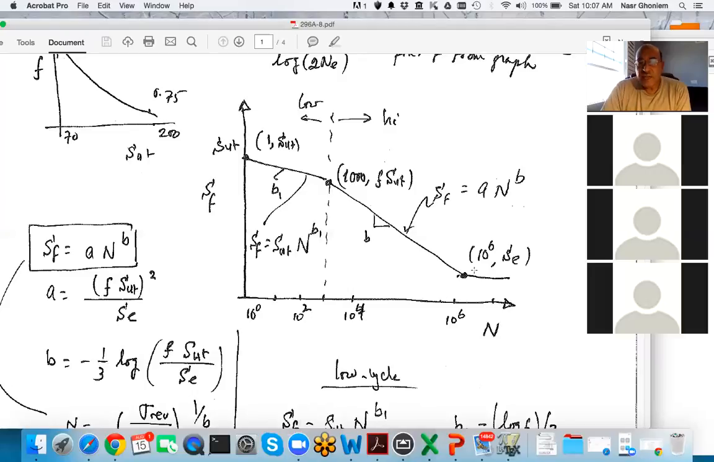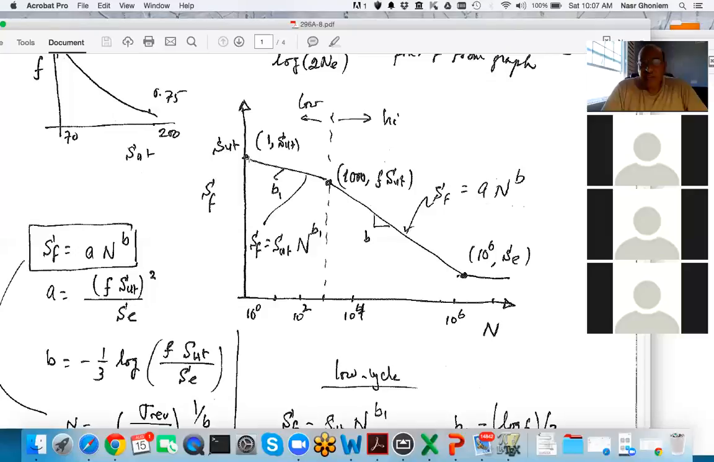The third point has a coordinate of 1 million on the X and endurance limit on the Y. And the endurance limit is, again, one other fraction of the ultimate. So the story starts with the ultimate. You take a fraction of that, F times S ultimate, to determine the boundary for the high cycle fatigue. You take another fraction of that to find S endurance. The S endurance usually is half of the ultimate, so the second fraction is 0.5. But the first one, F, can be between 0.75 and 0.9, depending on the ultimate strength.